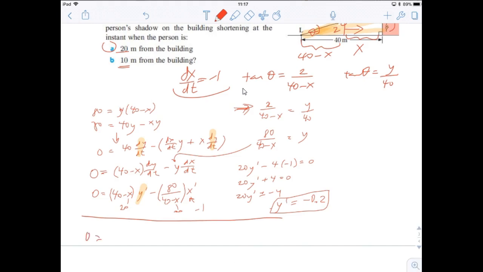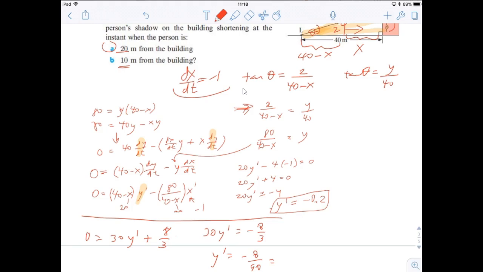So I'll have 0 equals 40 minus 10, which is 30. And I'll have 80 divided by 40 minus 10, which is 80 divided by 30, which is 8/3. And x dash is -1 because he's always walking at 1 meter per second. So I can just make that into a plus. And now I will do some algebra here. 30y dash equals -8/3. y dash equals, I'm going to divide both sides by 30, so it'll be -8 divided by 90.